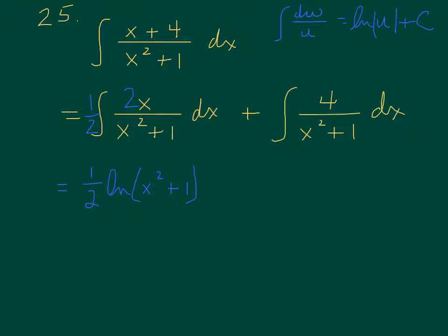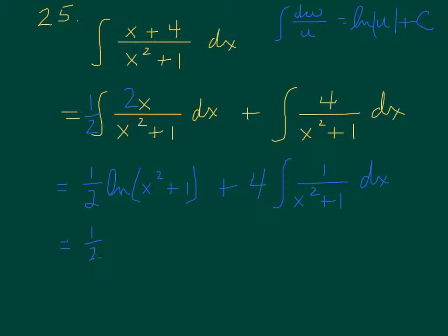So the second integral here, the integral of 4 over x squared plus 1 dx, well, the 4 is kind of in the way, but if we factor out the 4, maybe it'll look a little more familiar to you. So factoring out the 4, we end up with an integral of 1 over x squared plus 1, and that fits our inverse tangent formula.